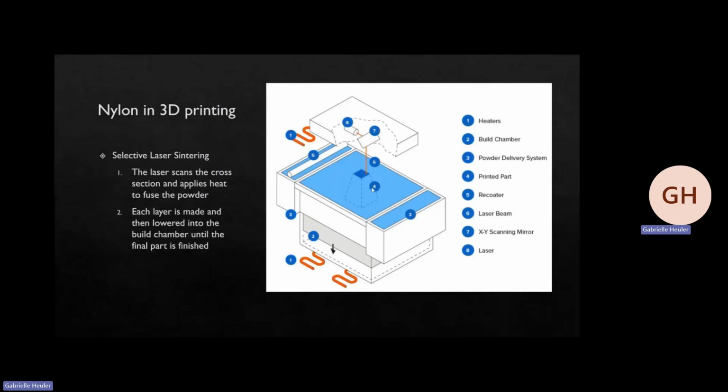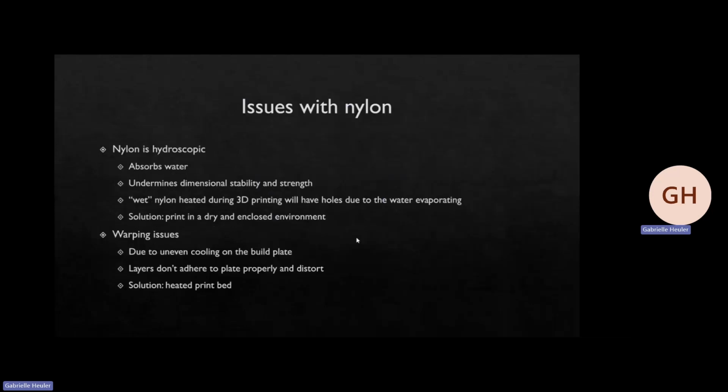Here is the area where the printed part is at 4, and the laser, which is number 6, will scan the cross section and apply heat to fuse the powder together, and each layer is made and then lowered into the build chamber, which is number 2, until the part is finished.